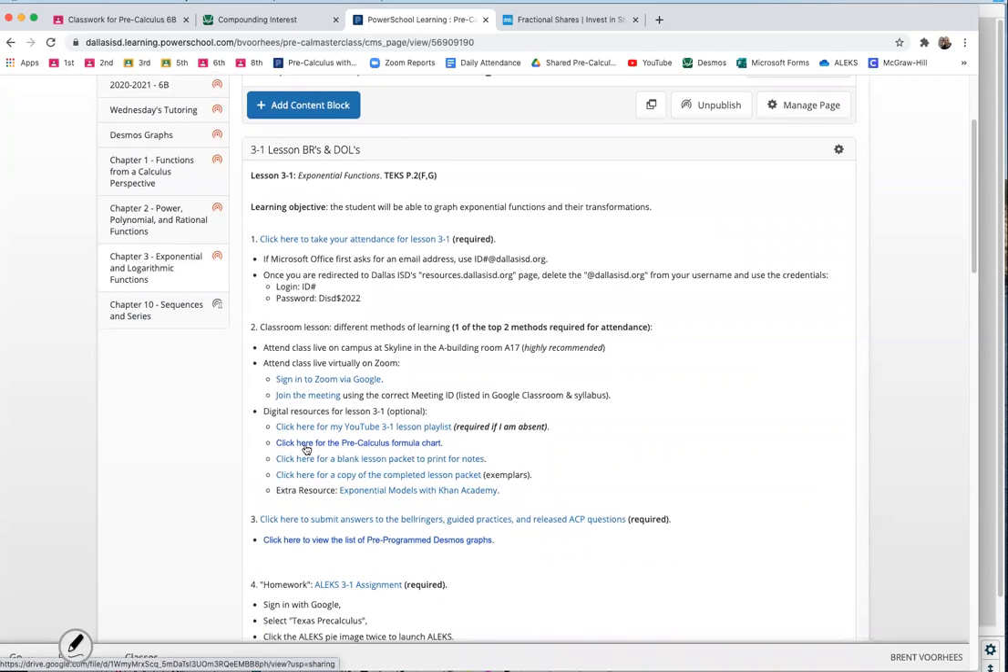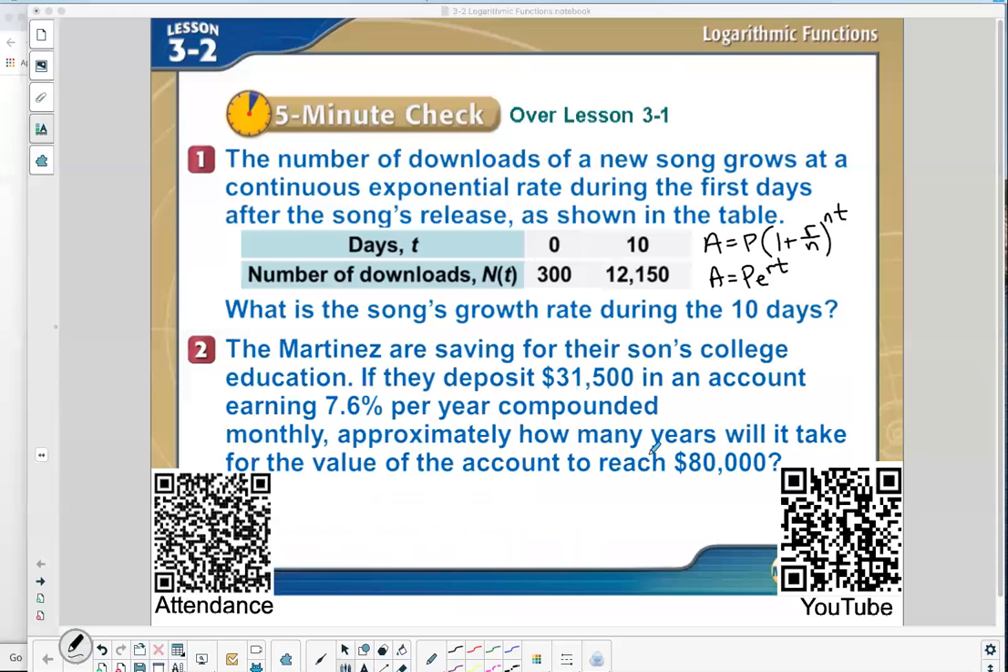On 3-1, you can see in a different color blue, I have a link: click here for the pre-calculus formula chart, and click here for the list of pre-programmed graphs. I put those in as well. So the formula chart is part of your digital resources, and the Desmos I did with the homework link. That's where I figured you'd be using that at home. So, any questions on that? Let's go actually solve the problems. We've got a calculator up, and we're ready to go.